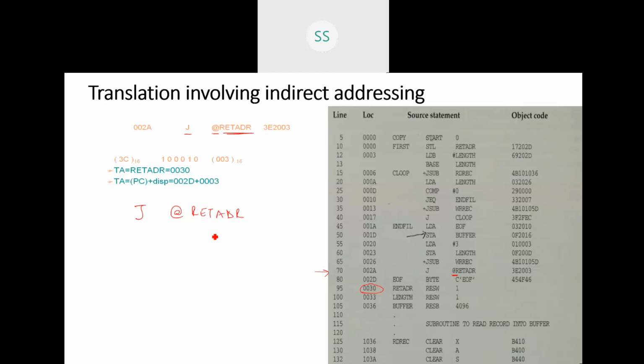RETADR, and this value, if I see, I get it as 0030, fine, 0030, and the J value is said to be 3C. Now for this indirect addressing, I'm going to use format 3, because no plus sign is there, so it is always format 3. Format 3 has NIX BPE, and then obviously my 4 and then my last 4 has come. So when I am doing this, I know that the @ symbol has been used.